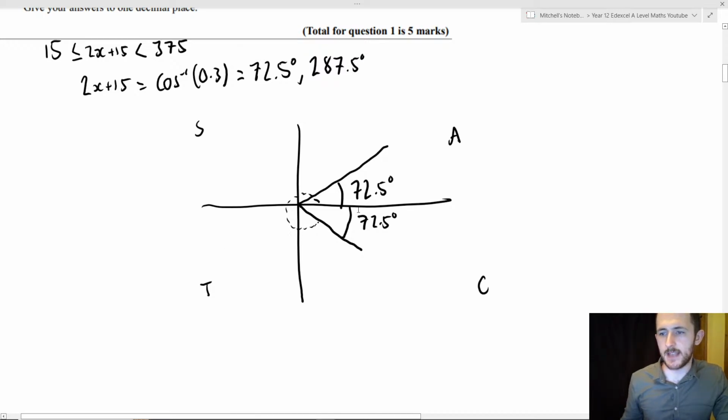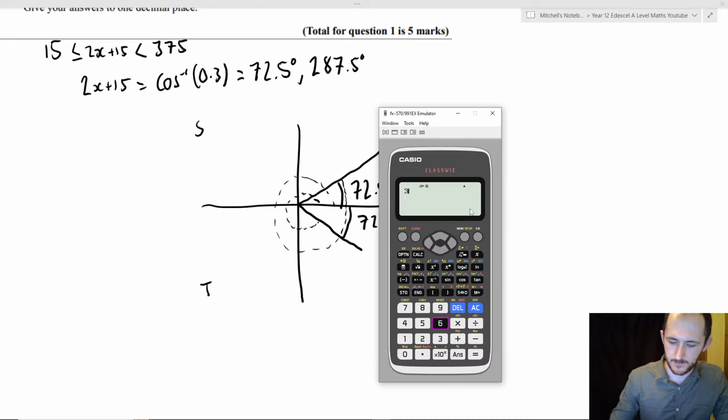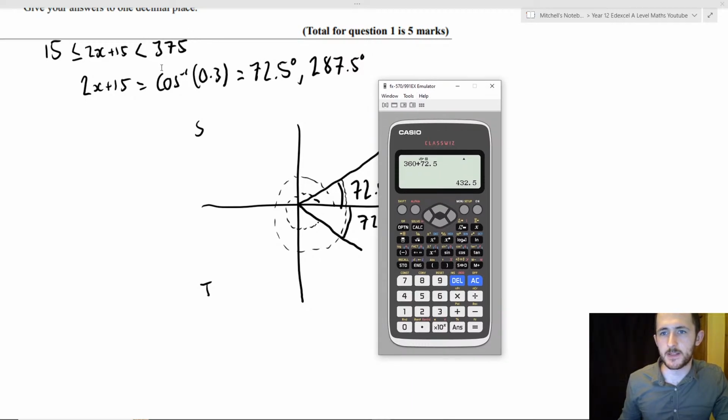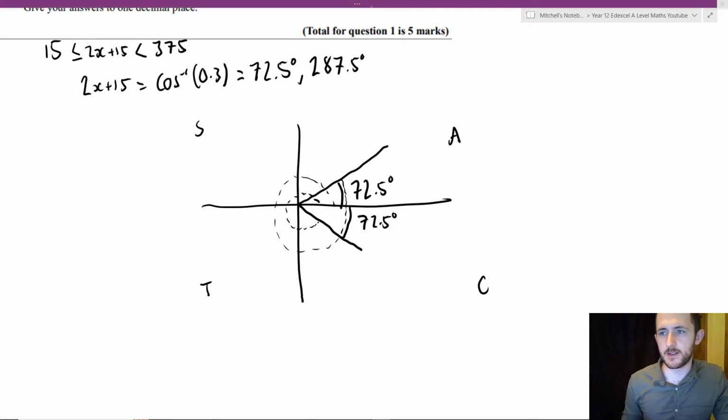Now if I go around again and look at this angle, I can see straight away that I'm going to get a number that's outside my range. What I would get is 432.5. If I look at my range, the upper limit is 375, so I don't include this. And obviously all future values will also be outside the range. I also don't go the other way into the negatives because my lowest value is a positive number. So these are my two values for this.